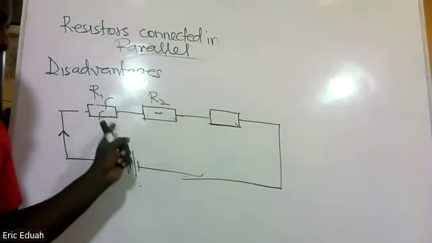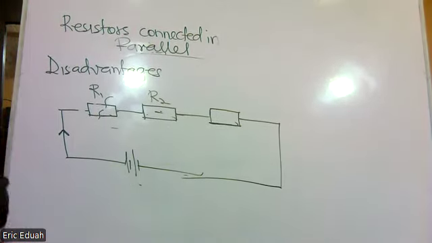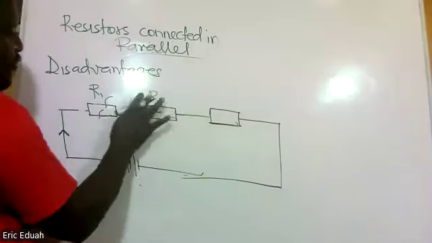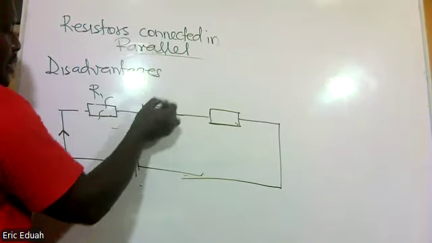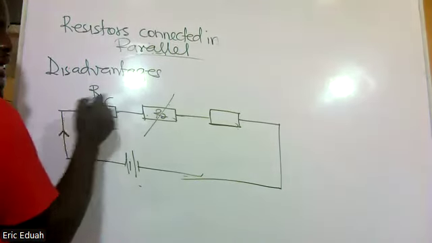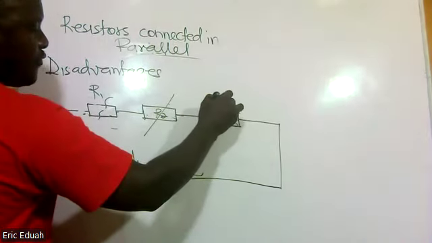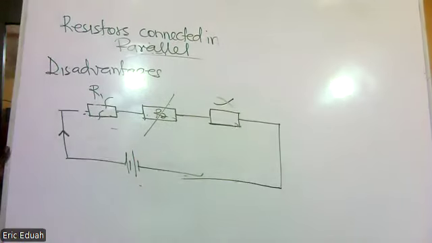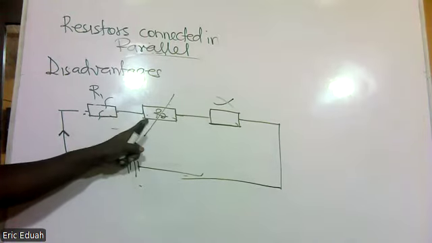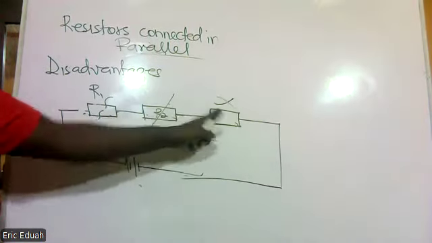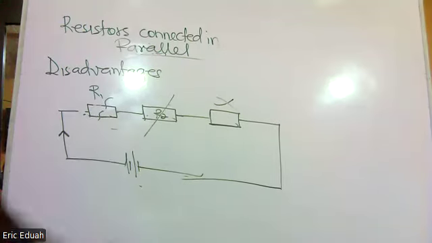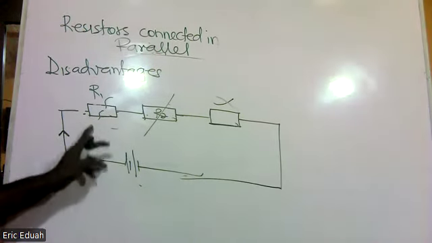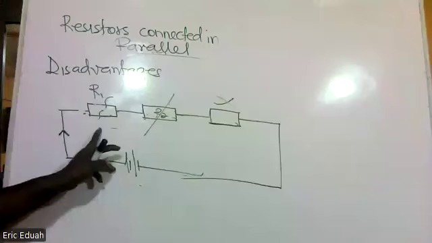So a problem or fault in any one of them, if the fault happened in R2, this one, then this will work, but this will also go off. Already, this has a problem. Because there's a break in this, it will affect this one too. And only this will be working.